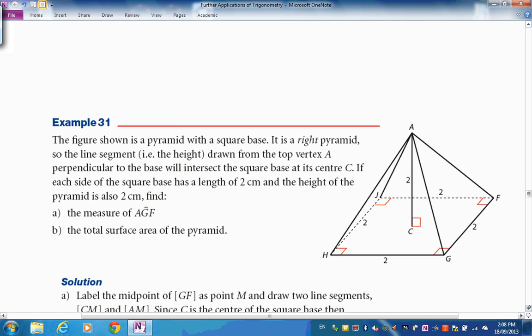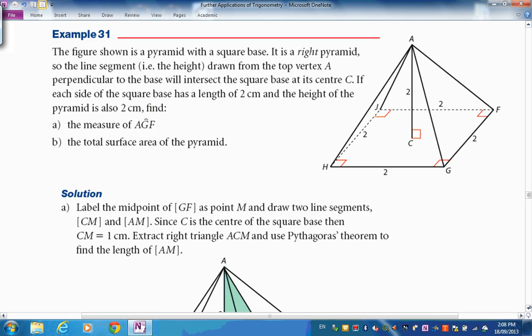Okay, come on down to another one, the pyramid problem. A pyramid with a square base, there it is. So this is a square here, 2, 2, 2. It's a right pyramid, so the height here is at right angles to the base, and each side is length 2, and the height of the pyramid is also 2 centimetres. So make sure you've got all the data represented on the diagram. We're trying to find the measure of AGF, which is in that slopey triangle there, and the total surface area of the pyramid.